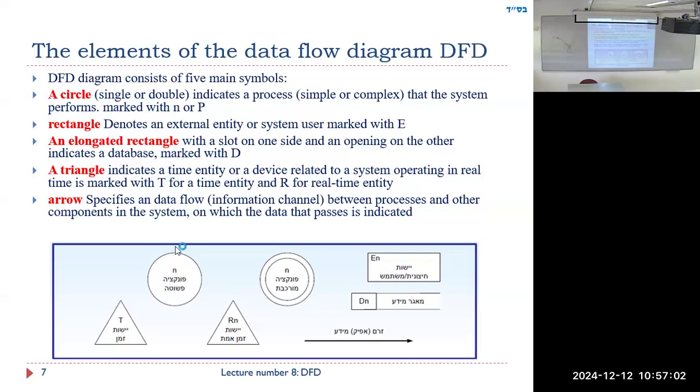There can be a circle, or a triangle, or a square. It's like first grade or kindergarten. We have our shapes. Not a square, it's a rectangle. But let's go into more detail. The circle is a process.